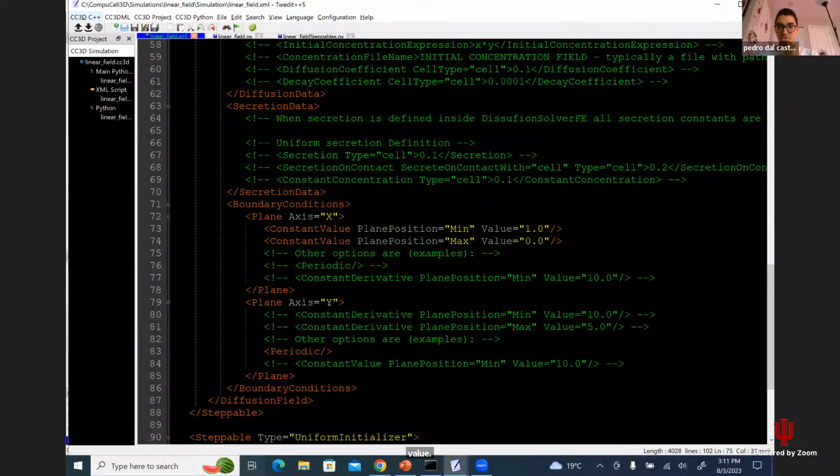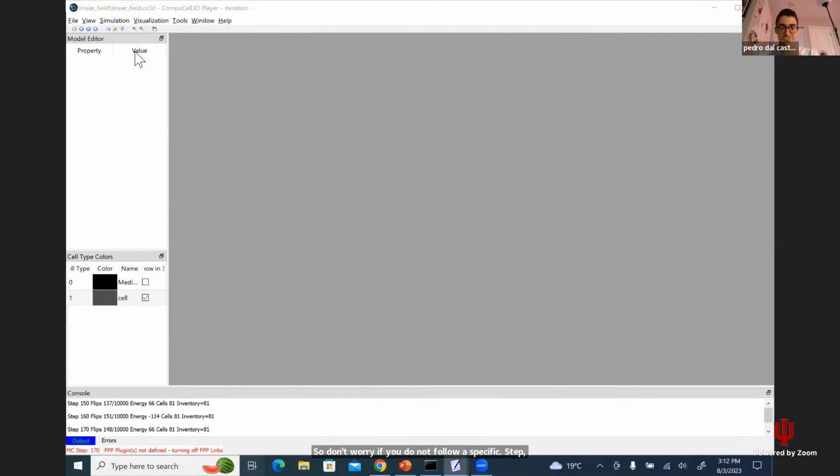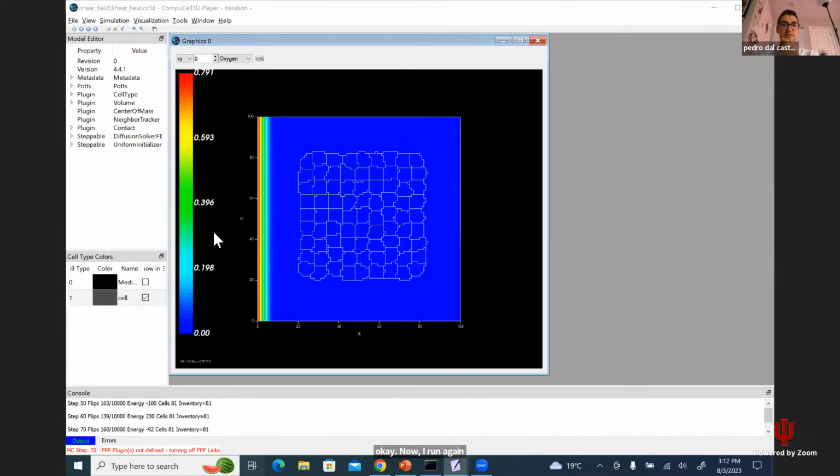Initially, you choose the field. Initially, where do you mean? In the player here? Yes, I choose the field oxygen here. Yes, in the wizard, I choose the name. But I will go over each step again with you later, okay? So don't worry if you didn't follow a specific step. Now I run again with the correction that Sharon suggested.